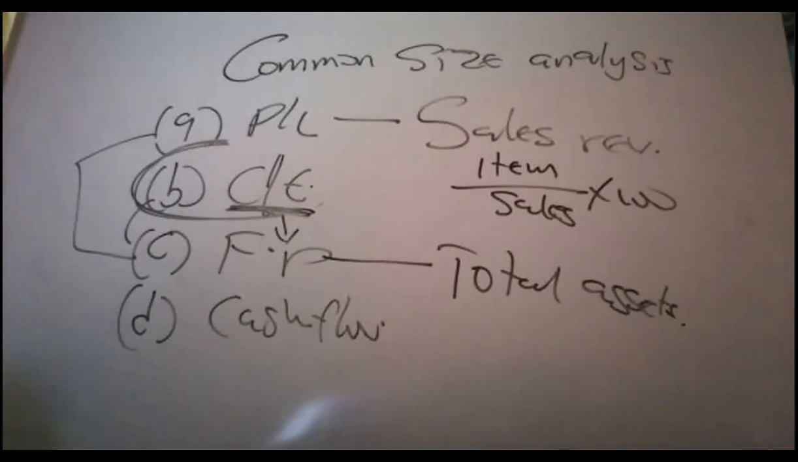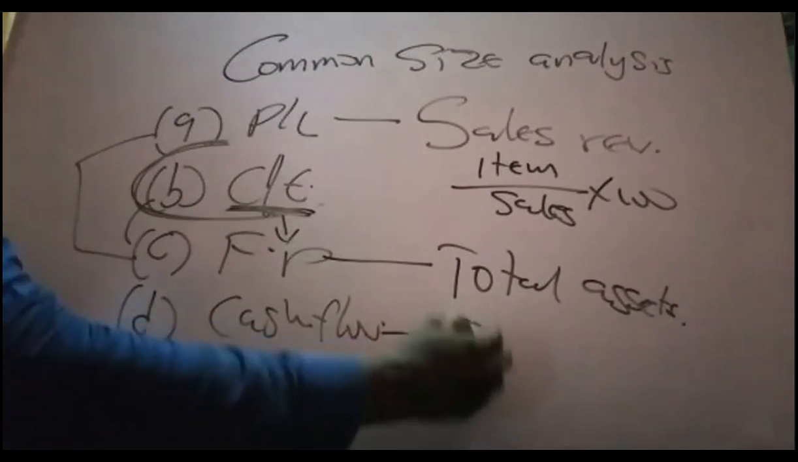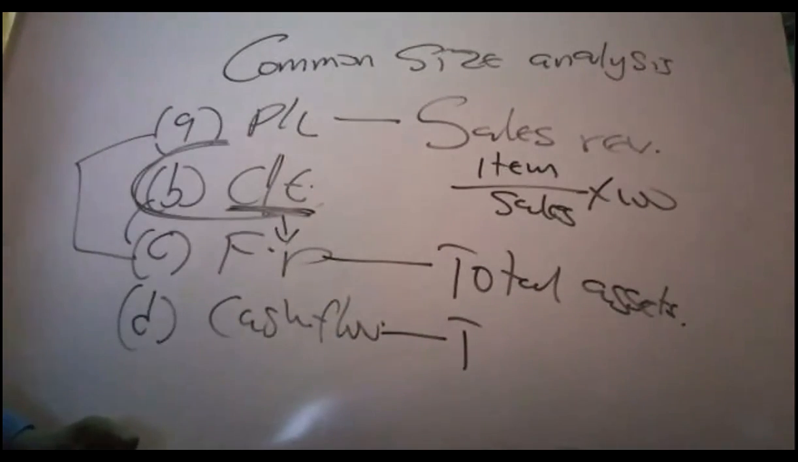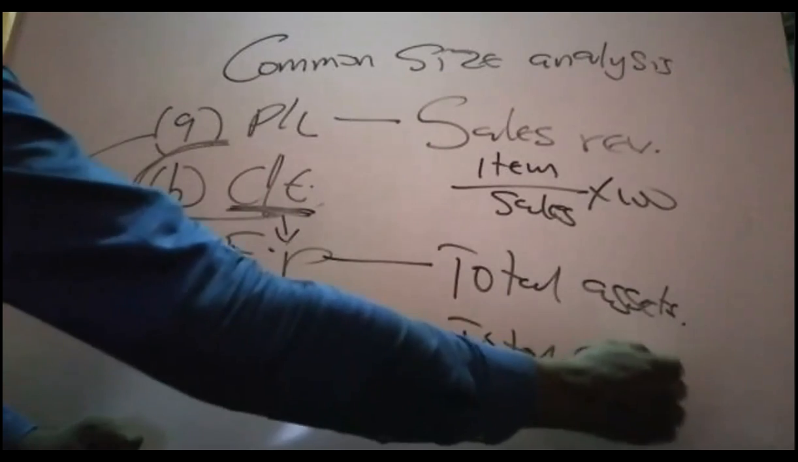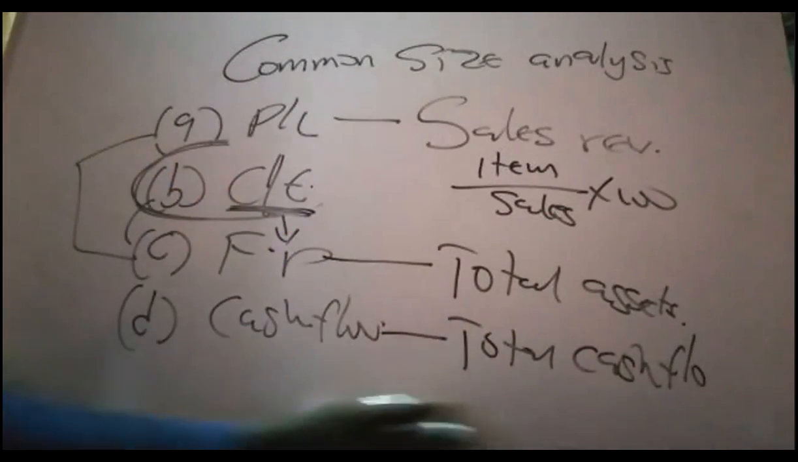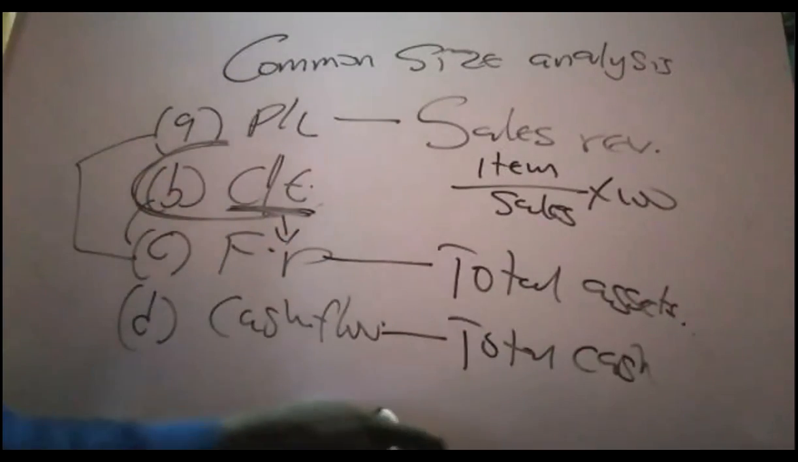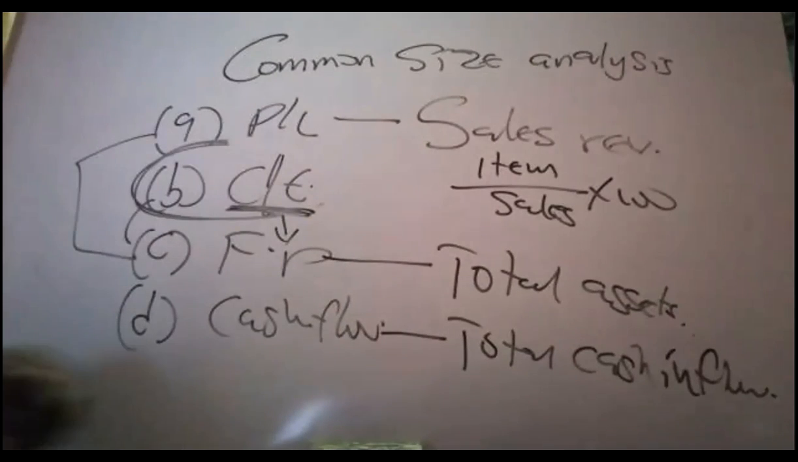Now for cash flow, you use what you call total cash inflow. Total cash inflow or outflow, any of them. Cash inflow. Well done. Total cash inflow. So that is for cash flow. That's all, we are done.